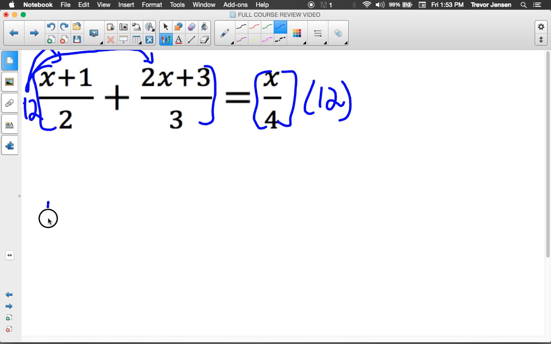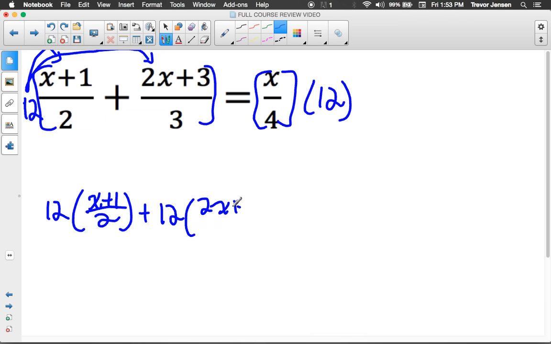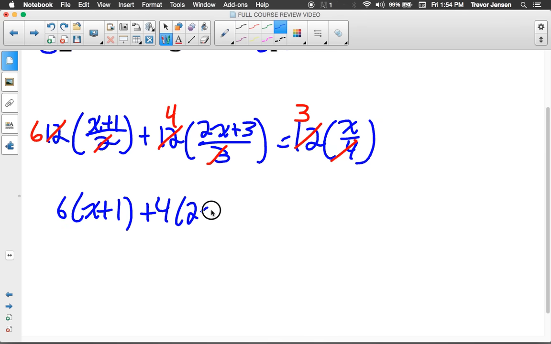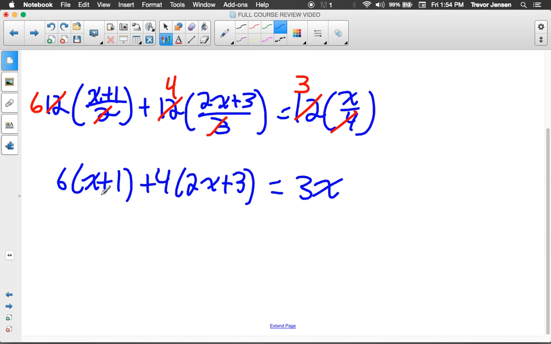So what it's going to look like, I'm going to have to do 12 times x plus 1 over 2 plus 12 times 2x plus 3 over 3 equals 12 times x over 4. And then from there we can simplify. 12 divided by 2 is 6, 12 divided by 3 is 4, and 12 divided by 4 is 3. So I have no more fractions. I have 6 times x plus 1 plus 4 times 2x plus 3 equals 3 times x, which I'll just write as 3x. And then you're good solving from here.